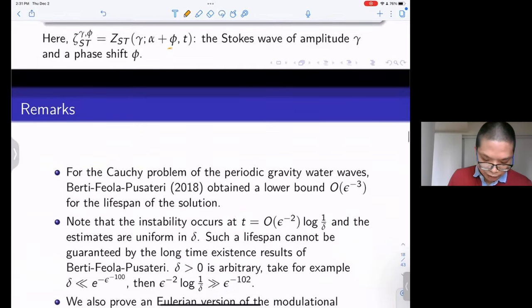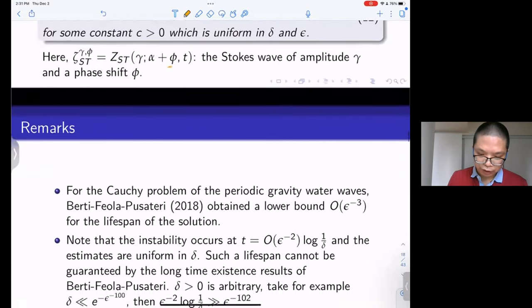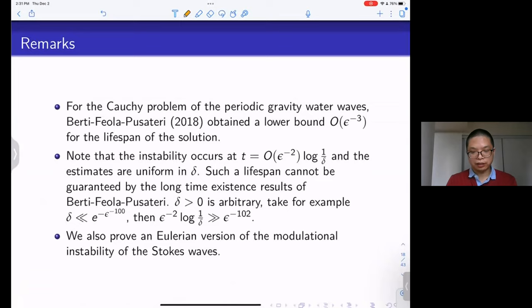Let me make some remarks. This time scale is quite important. For example, if I forget about the Stokes wave and consider the Cauchy problem of periodic gravity water waves, in the paper by Berti, Delort, Pusateri, they obtained a lower bound on existence time, of order epsilon to the minus 3. But in order to see the instability, as you will see very soon, we need this extra log 1 over delta. This delta is independent of epsilon.